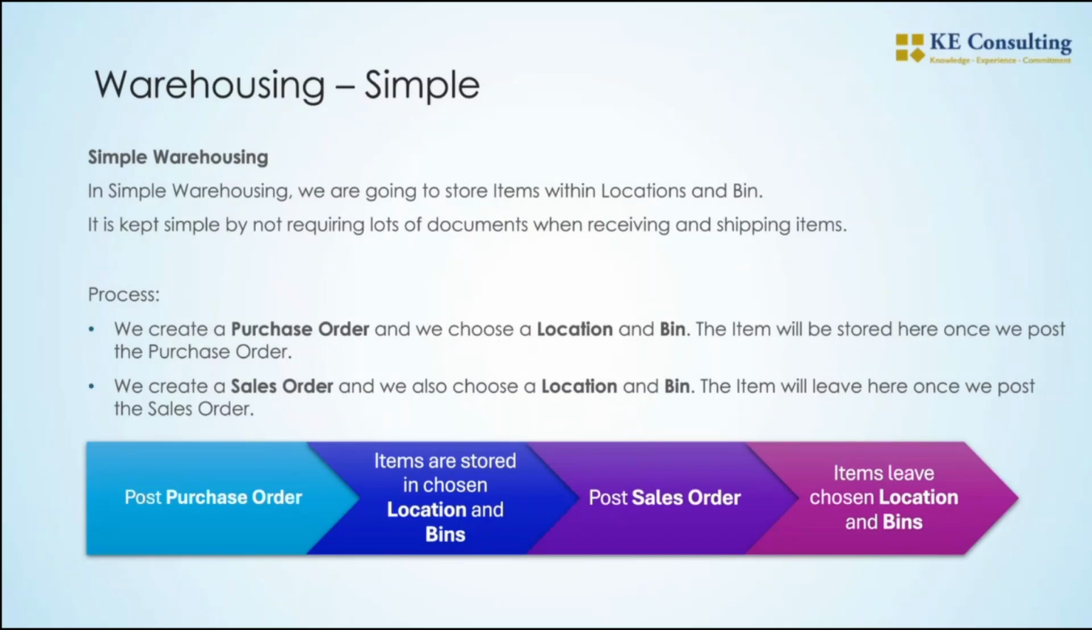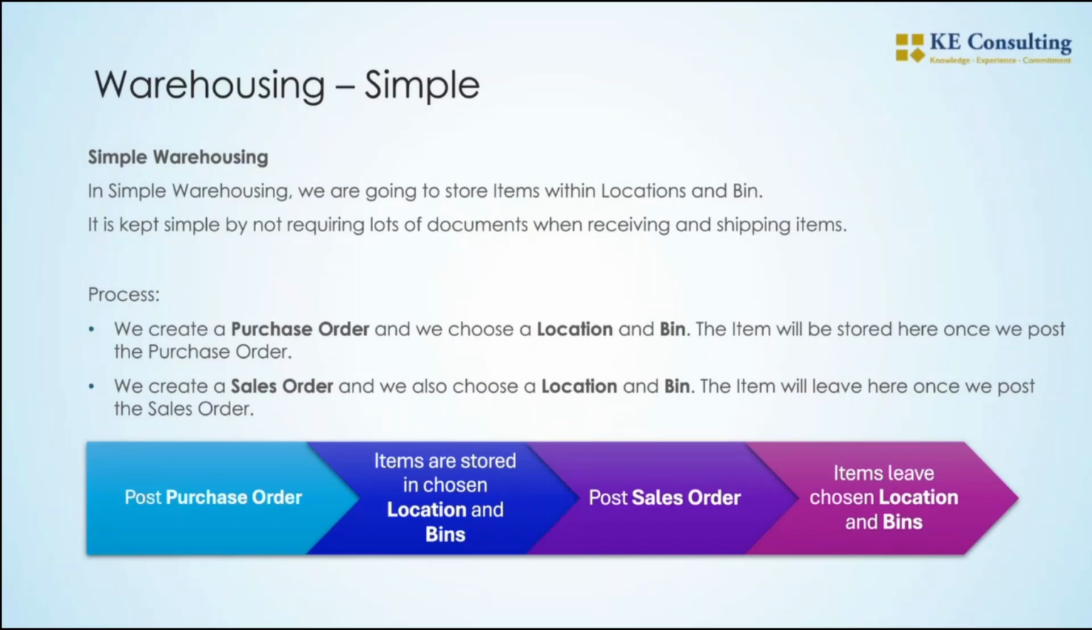So let's begin with simple warehousing. In simple warehousing, we're going to use locations and bins. It's kept simple by not requiring lots of documents when receiving and shipping items. We only need to use purchase orders and sales orders. So the process works as follows.